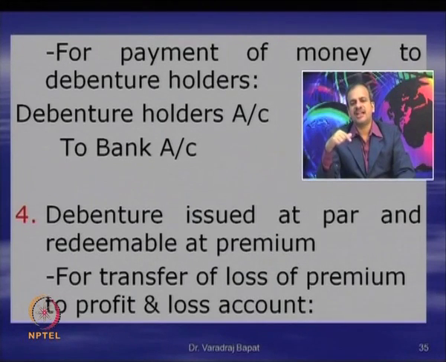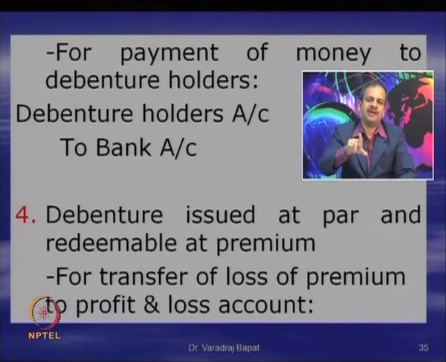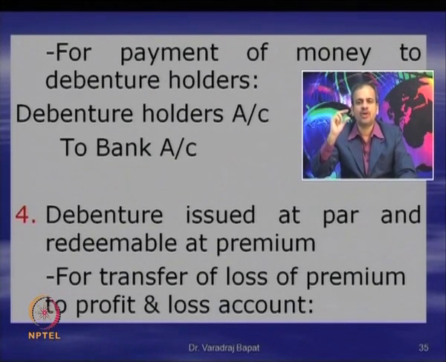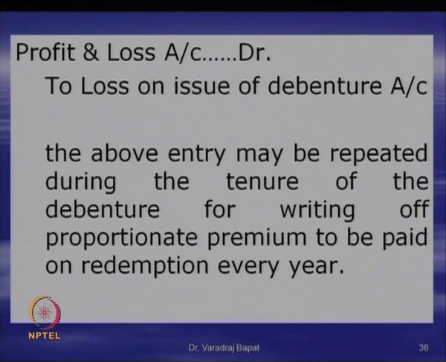Now let us take case number 4. Now these debentures are issued at par but redeemable at premium. Now what happens here is, for transfer of loss of premium, we have to transfer it to P&L, because here company is issuing debenture at 100 rupees, but maybe it will redeem it at 106. So 6 rupees becomes a loss to the company. Now P&L account debit to loss on issue of debentures. So this loss will be transferred to P&L account.